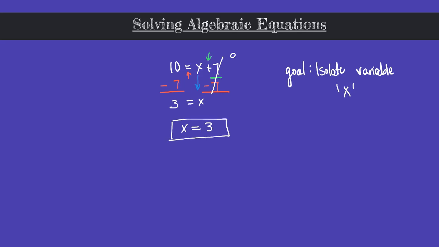And if you want to test it out, you simply plug in the 3 in the original equation wherever you see the x. And I'm going to do that for you. 10 is equal to x plus 7. Now instead of x, we're going to put 3. 10 is equal to 3 plus 7. And you can definitely confirm that 7 plus 3 is absolutely 10.